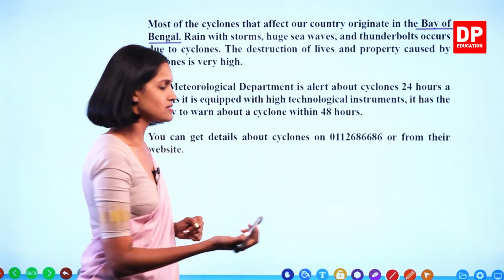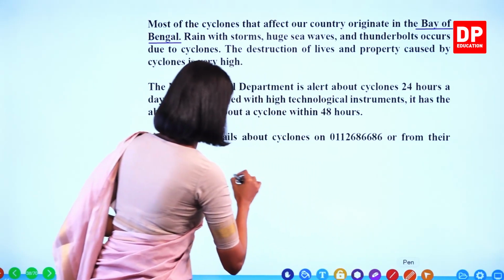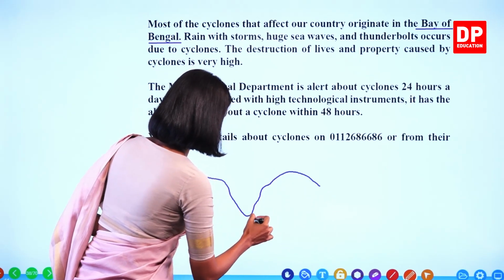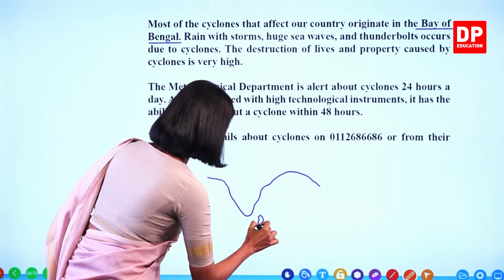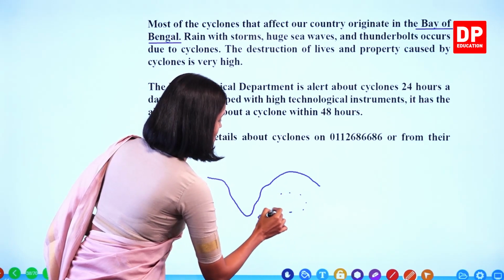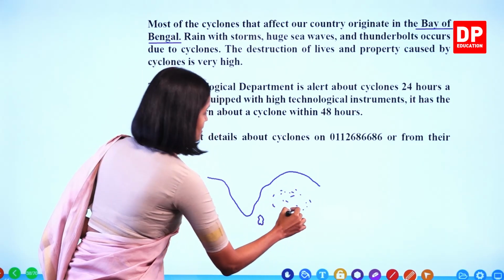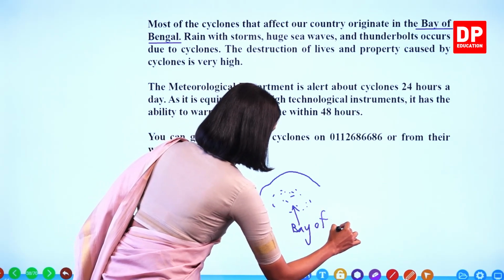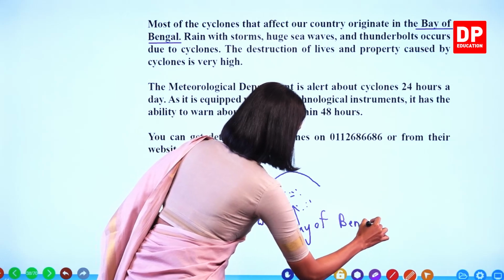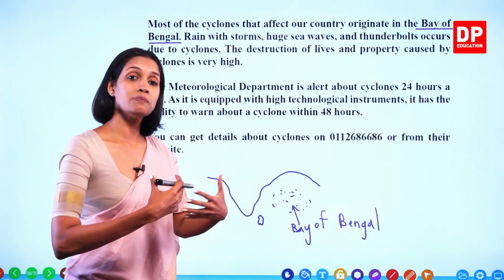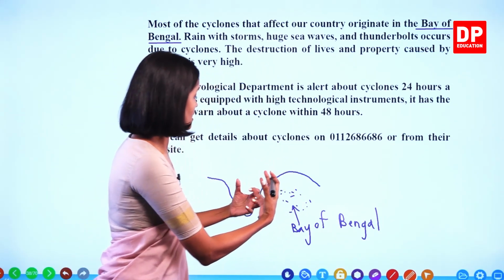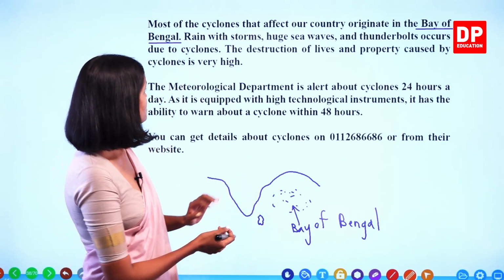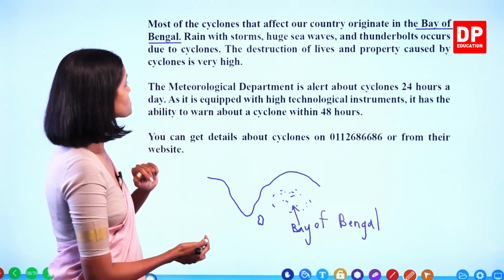So what is the Bay of Bengal, children? So now you all know, if I draw like this, this is India. This is where Sri Lanka is present. This area is known as the Bay of Bengal, right? So most of the time, pressure depressions, the cyclones, the air pressure reductions that occur in this area affect our country. Right, children? So rain with storms.